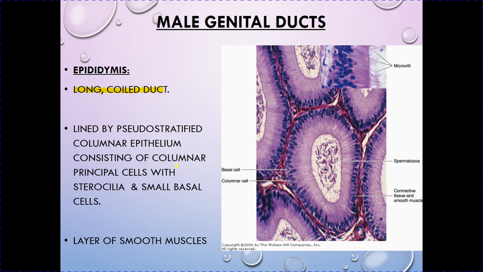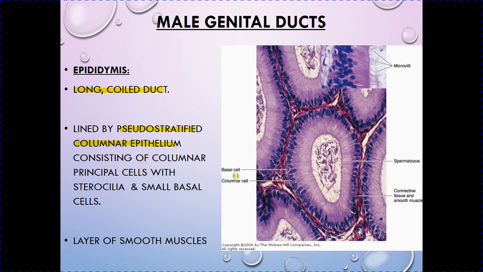When you take the cut section of the ductus epididymis, you find that it is lined by pseudo-stratified columnar epithelium. In the end, I'll revise all these epithelia. Look into the figure. This is the pseudo-stratified epithelium of the epididymis.